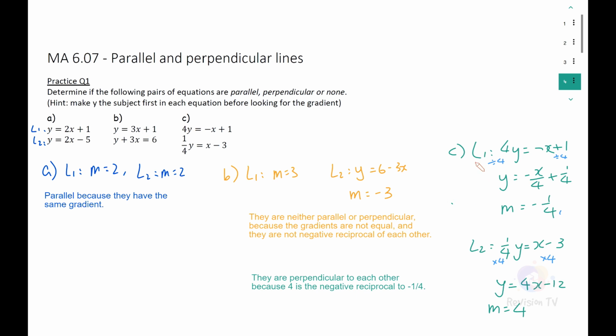For C, now you have to make y the subject for both equations. The first one, you could divide both sides by 4. So y equals negative x over 4 plus a quarter. And then you should get the gradient as negative a quarter. But for line 2, you have to multiply both sides by 4. So it'll be y equals 4x minus 12. The gradient is 4. So in here, they are perpendicular to each other because 4 is the negative reciprocal of minus a quarter.